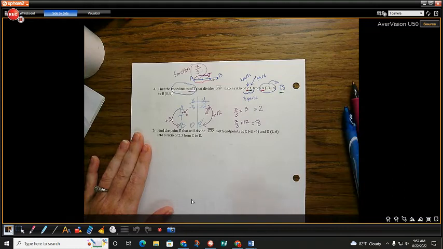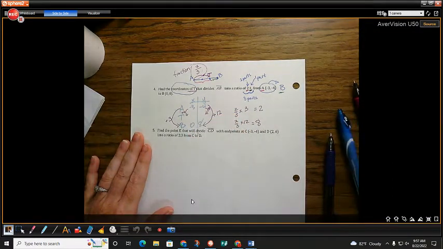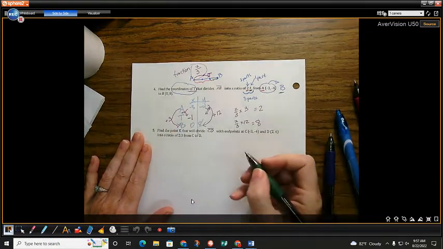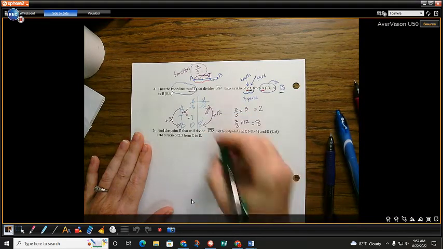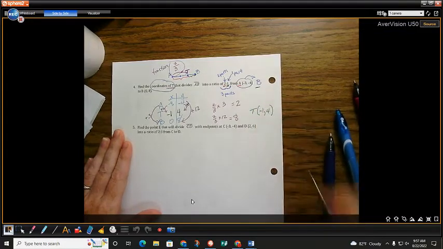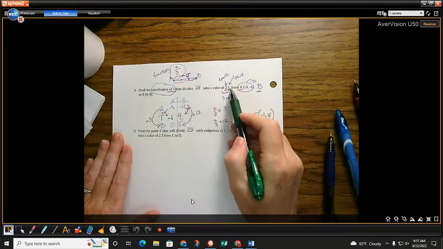Now all you have to do is add. If I started at -3 and go up 2, where do I end up? I end up at -1. If I started at -4 and go up 8, where do I land? +4. So T is at -1, 4. It is 2/3 of the distance, a ratio of 2 to 1.